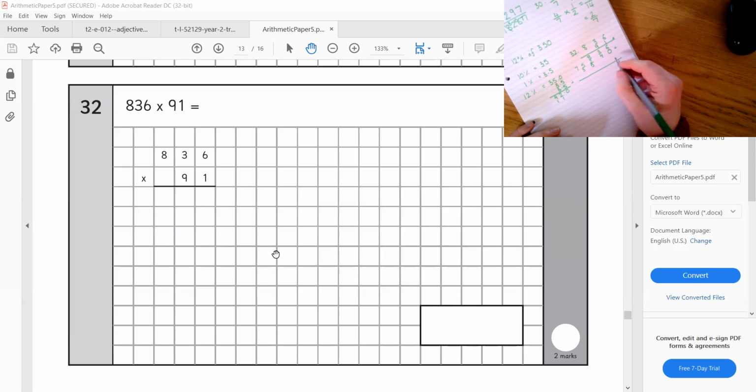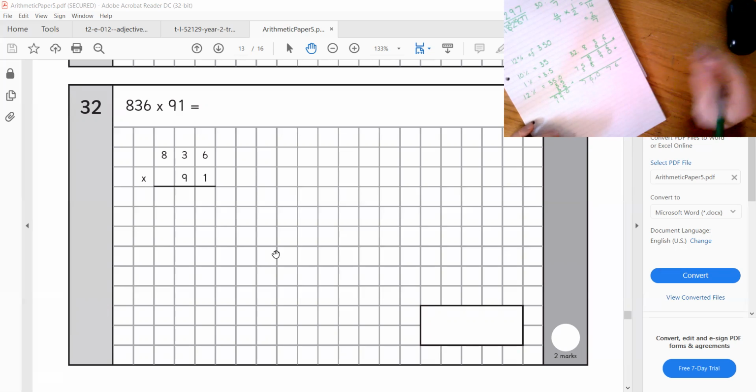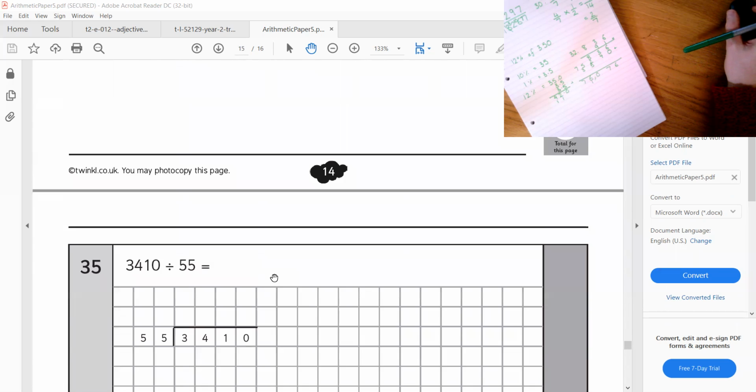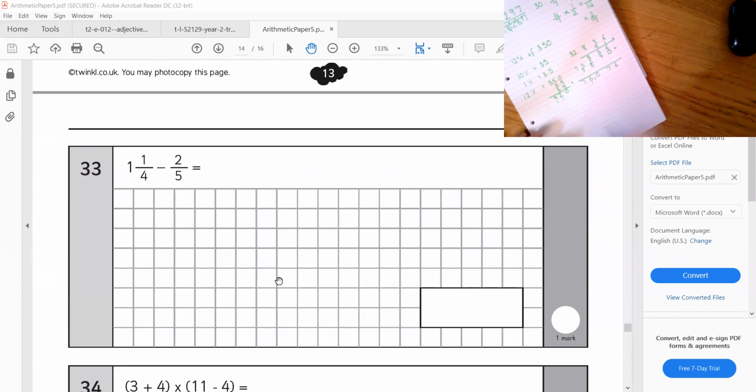Now I'd end up with 6 add 0 is 6, 4 add 3, 4, 5, 6, 7, 8 add 2 is 10, 5 add the 1 is 6, 7, nothing. So I should have ended up with 76,076. And finally, a few more. Well, it's quite a few this week, isn't there? 1 hole, so number 33.